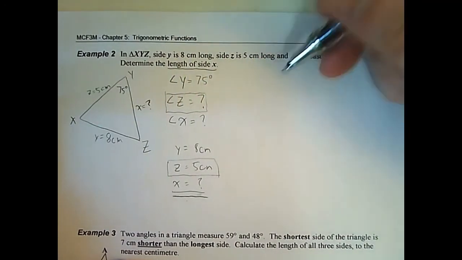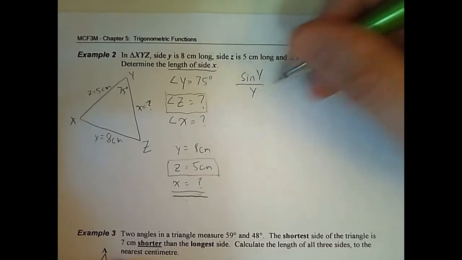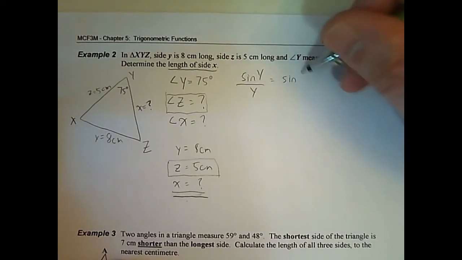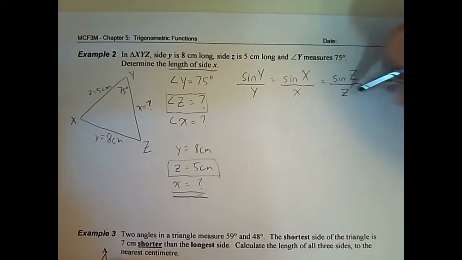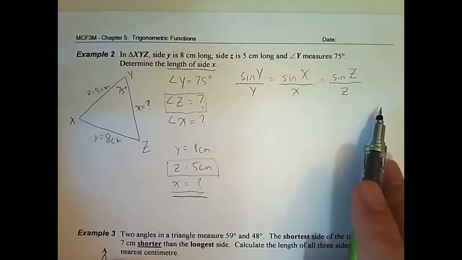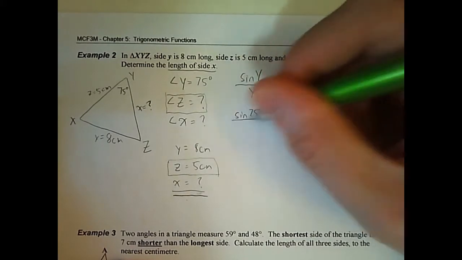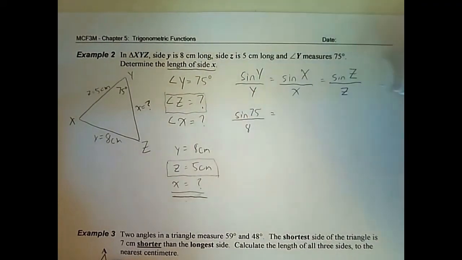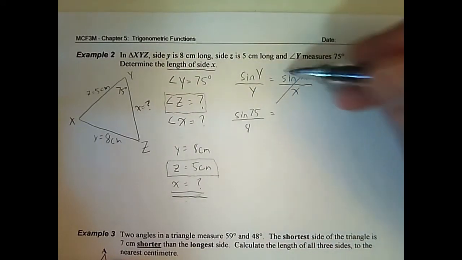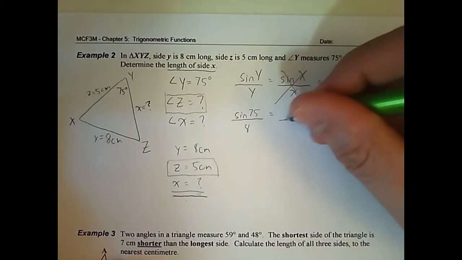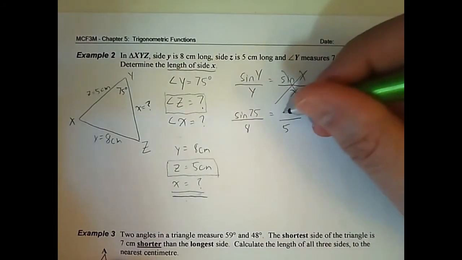So you know what? Let's write out our ratios. We have sine y over y, sine x over x, sine z over z. So these are my ratios, and I have the y's. I could write that in if I wanted to: over 8. I don't know the x's, but I do know the side length of z. So let's not use the x this time. Let's just use z here. We said the side length of z is 5, and then sine z is something I don't know.